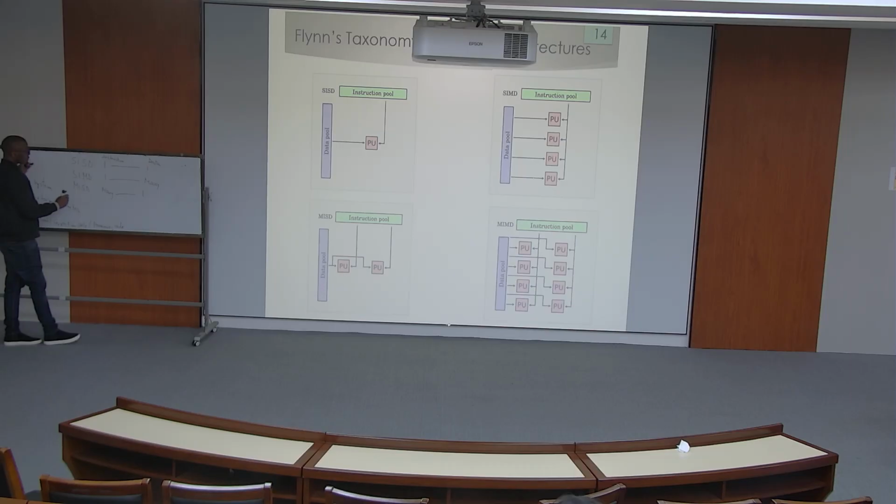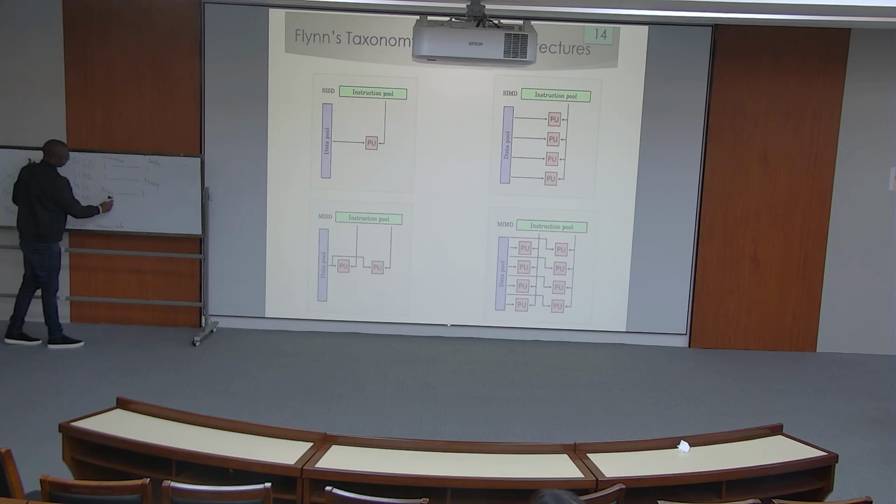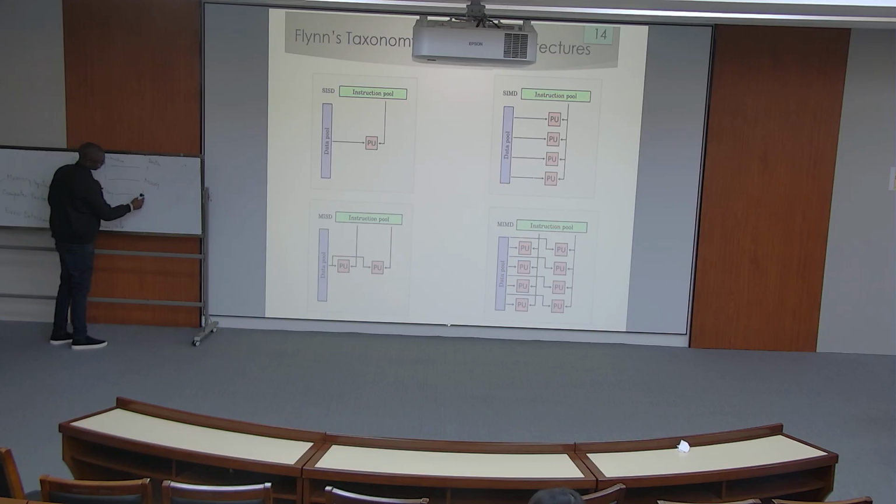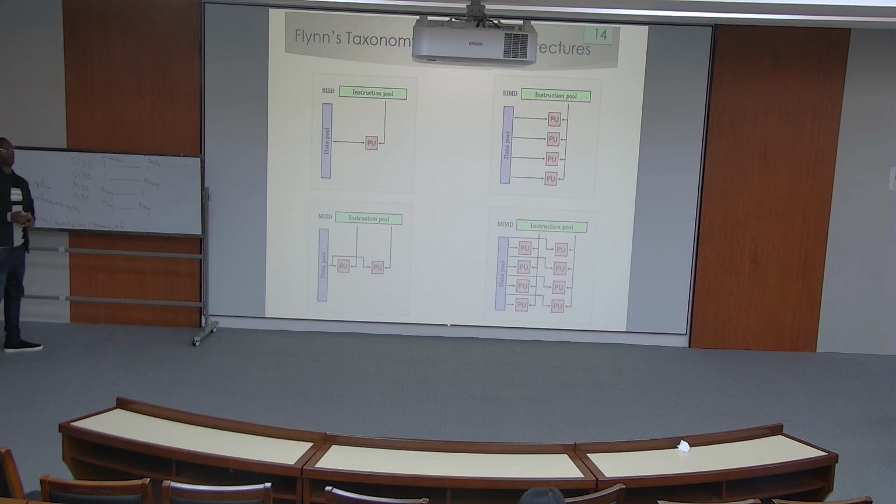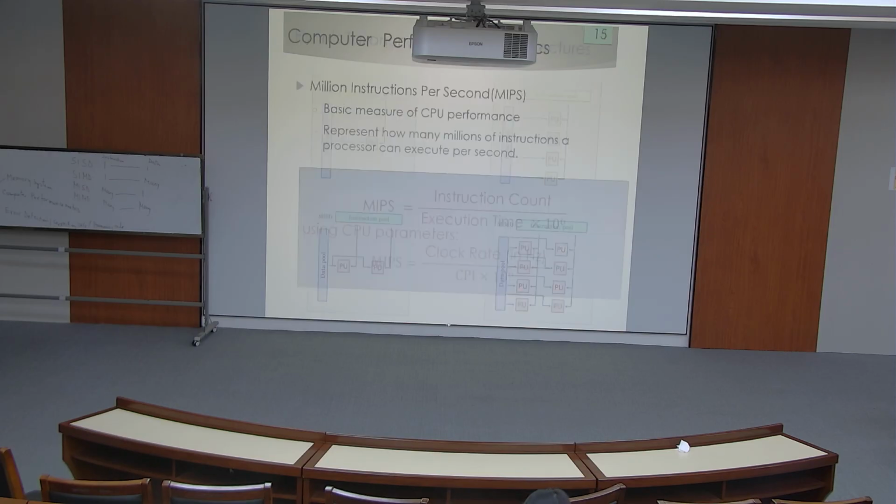Now we have multiple instruction, multiple data. That means we have many instructions that require many data streams to complete their task. So this parallel architecture is something that we're going to continue with in advanced microprocessor to understand more about it. Now we're going to learn about the computer performance metrics.